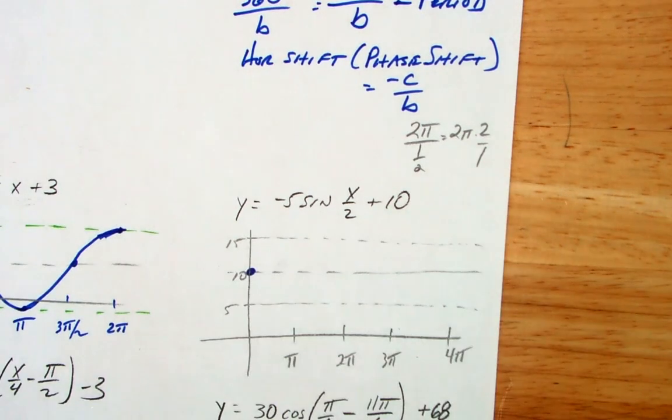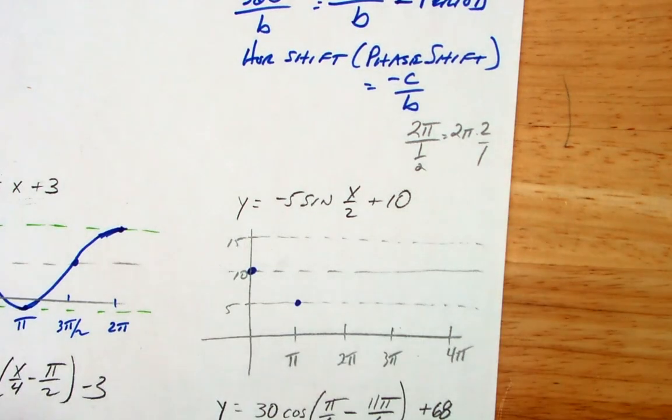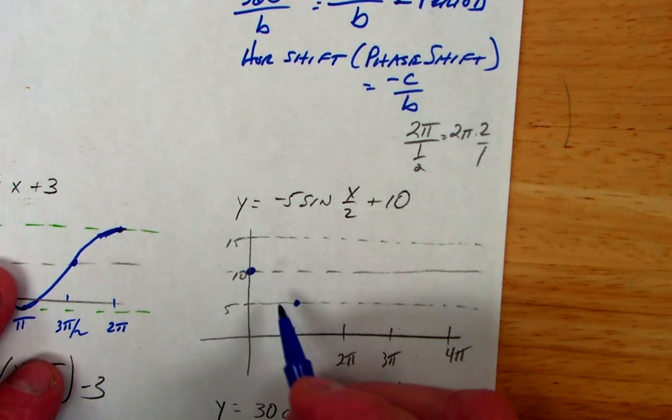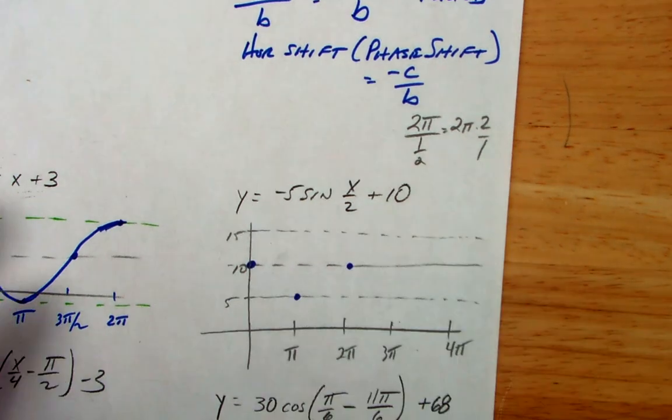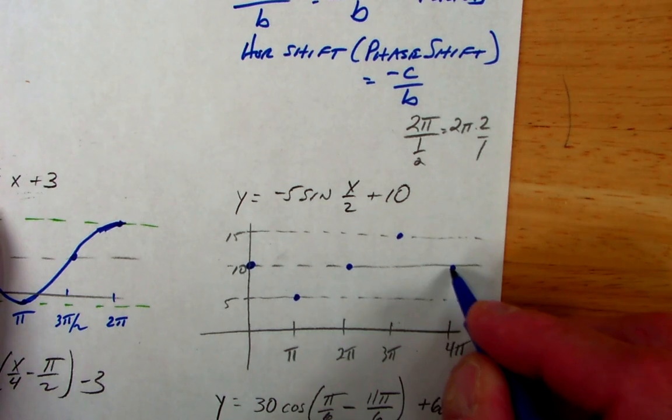This one, since it's negative 5, it's going to go down, isn't it? Okay, good. It's going to go down here. And then what's it going to do? It's going to go back up to the middle. And then it's going to go back up to the very tippy top. And then it's going to come back down there.